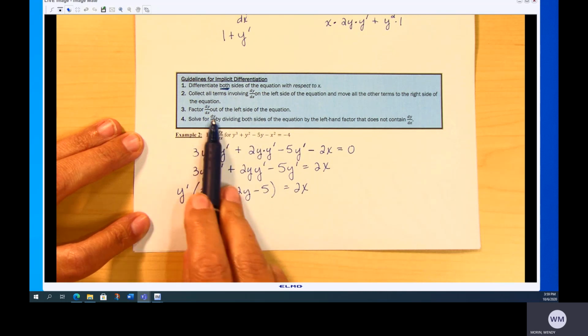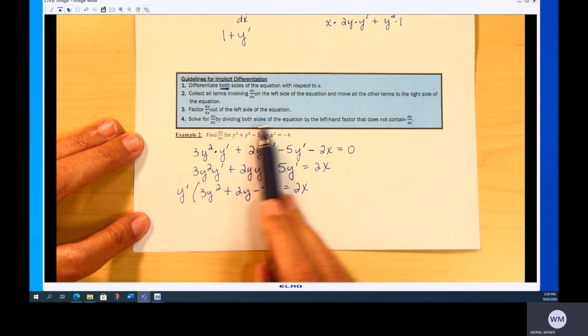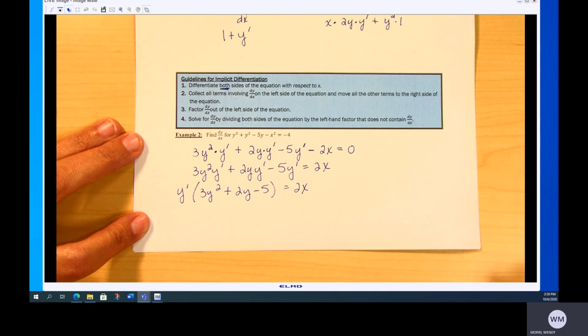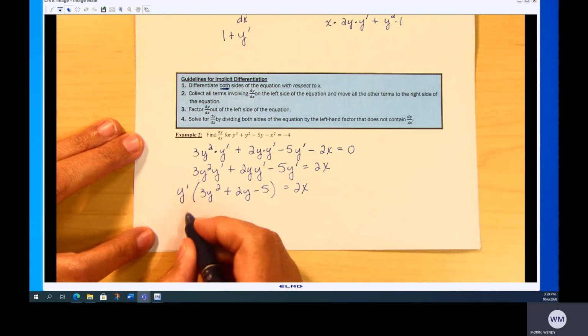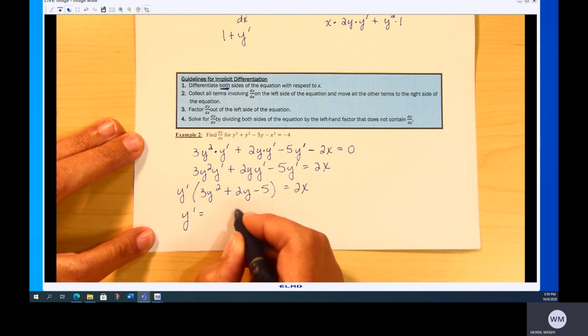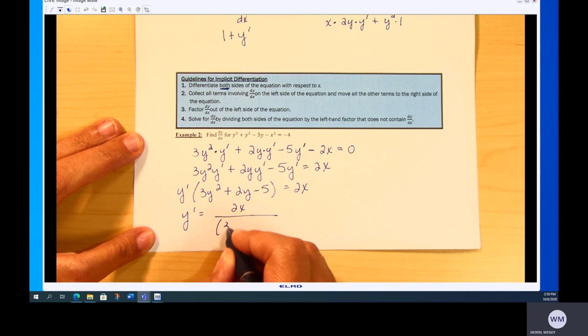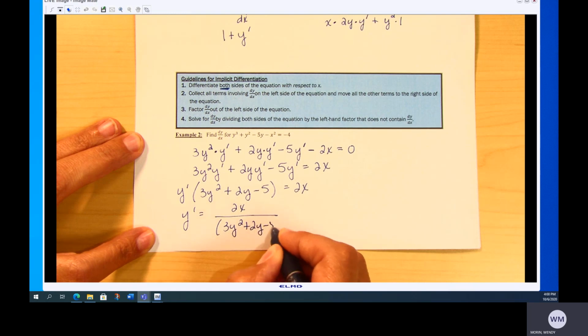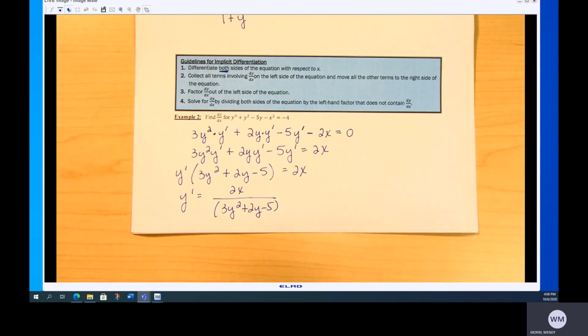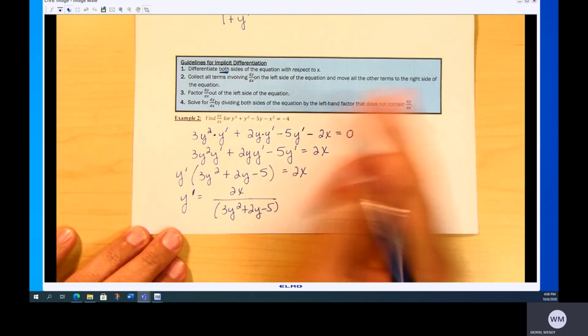And the last is to get y prime by itself, dividing both sides of the equation by the left-handed factor. Okay, so here we go. Y prime equals 2x divided by 3y squared plus 2y minus 5. And that is your derivative y prime. Now notice, we have an explicit derivative. It's in terms of x and in terms of y.